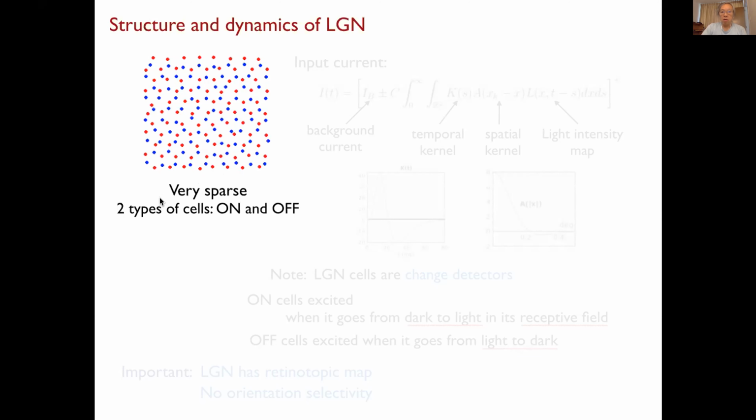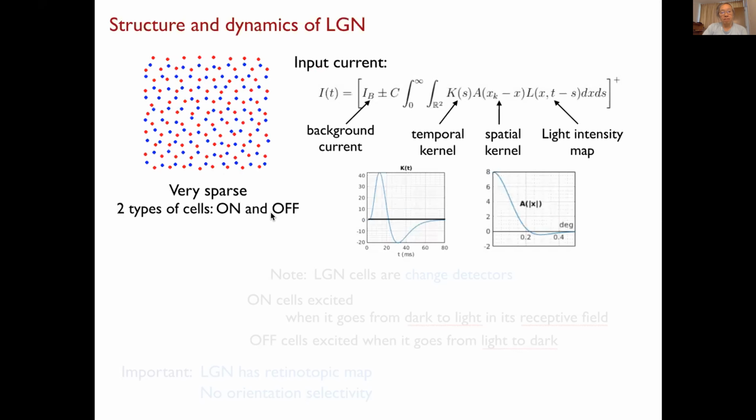And the second thing you need to know about it is that there are 2 types of cells, on and off, and here's how they function. LGNs basically function as linear filters. That's why their dynamics are relatively simple. So the input current reflects fairly well what's in the output.